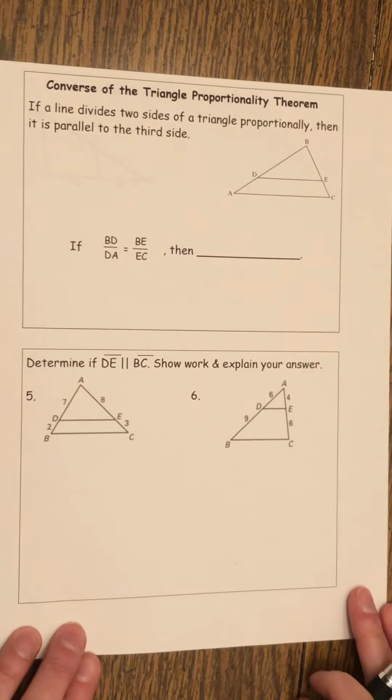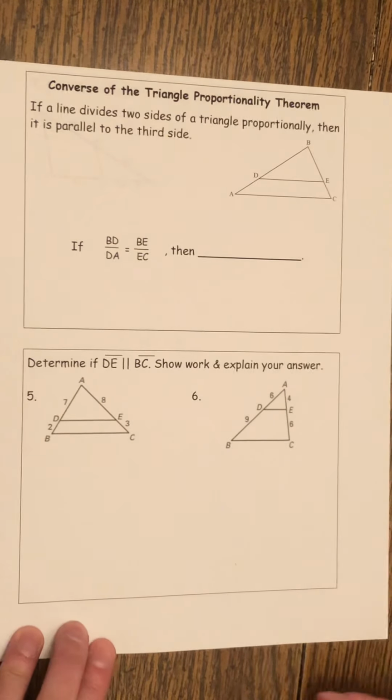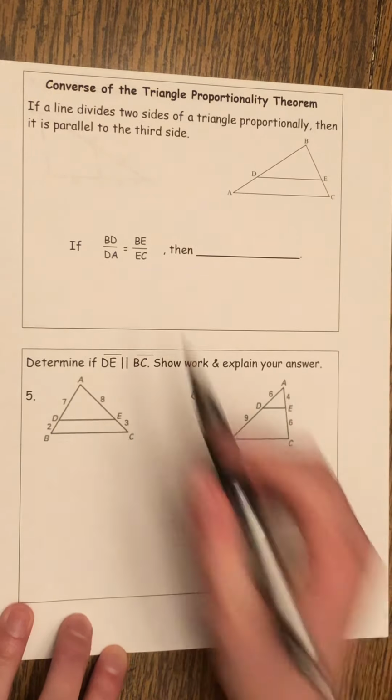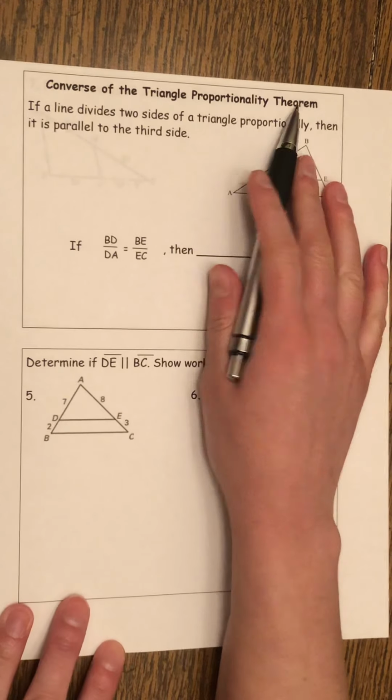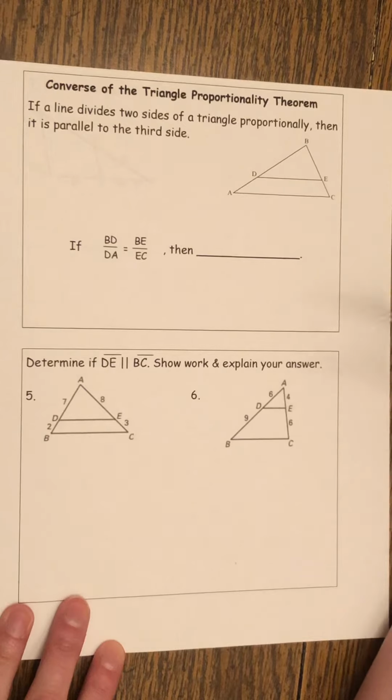Now, the next theorem, or the last theorem for today that we're going to be talking about, is the converse of triangle proportionality theorem. A converse just means that in a conditional statement, in an if-then statement, we are flipping the if and the then.